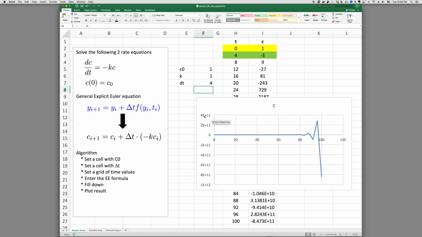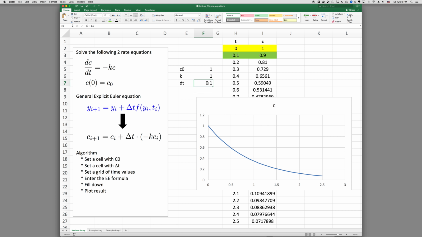We get huge numbers. So you always have to choose a step size with an explicit method that's smaller than the intrinsic timescale of the problem. In this case, the intrinsic timescale is 1 over k, and we can see that just by looking at the units. Here we have dc/dt, that's concentration per time, and on the right we have concentration, which means k has units of 1 over time. So our time scale would be 1 over k.